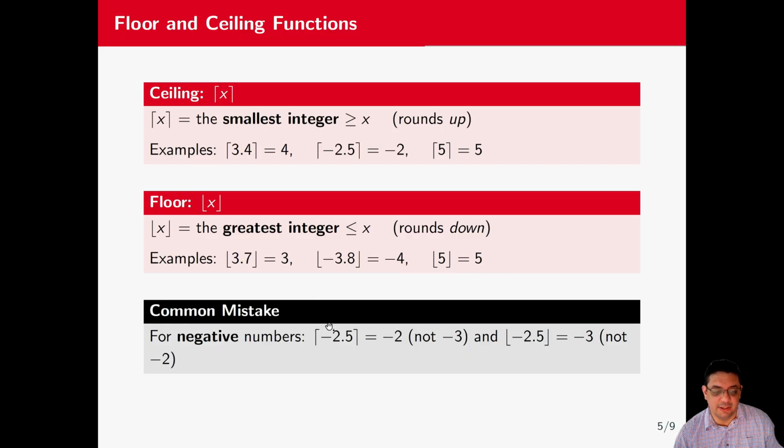One common mistake here is what I mentioned before: the ceiling of minus 2.5 is minus 2, not minus 3. And the floor of minus 2.5 is minus 3, not minus 2. So you have to be very careful not to confuse these two functions.